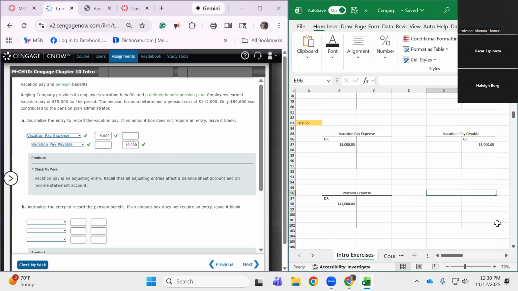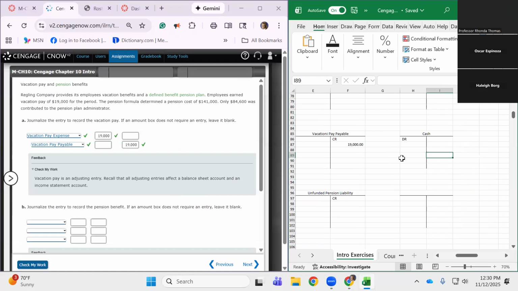The other account we need when it comes to a pension benefit is something called unfunded pension liability. So this is going to be a liability that we still need to pay. So we're going to fund $84,600. So down goes cash for $84,600. And then the rest of it we owe. The rest of it is owed.